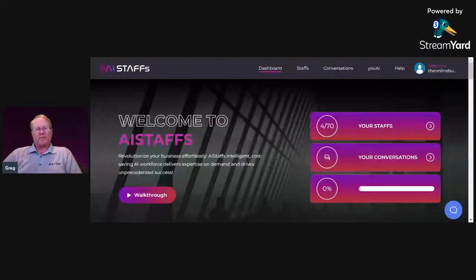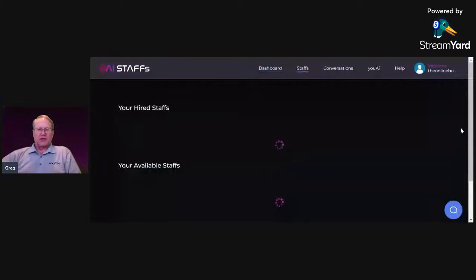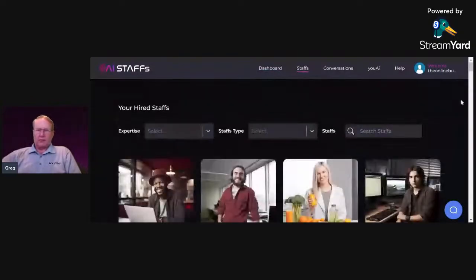So before we get into all that, let's just dive into the different features here. This is your staffs and your conversations, which of course you can find here. So let's just go into your staffs and see what that's all about. I've already been working with this a little bit. Find it totally fascinating.